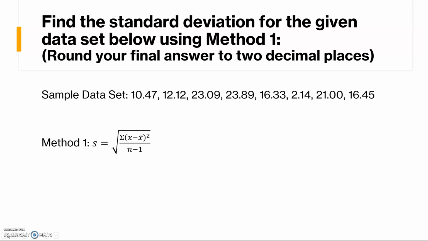Okay, so we're going to find the standard deviation for the given data set below using method 1. And method 1 is what we're going to call this right here. Remember, lowercase s is the sample standard deviation. So it's going to be the square root of sigma, that means I'm going to add up what is right here: x, these are going to be my x values, minus x bar, that's going to be the mean. Once I have all those, I'm going to square them and then divide by n minus 1.